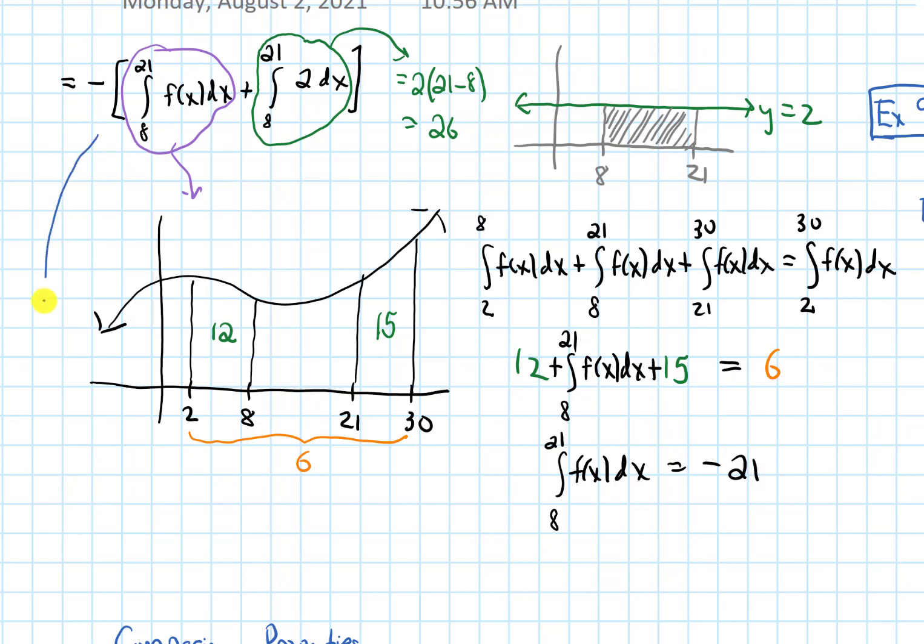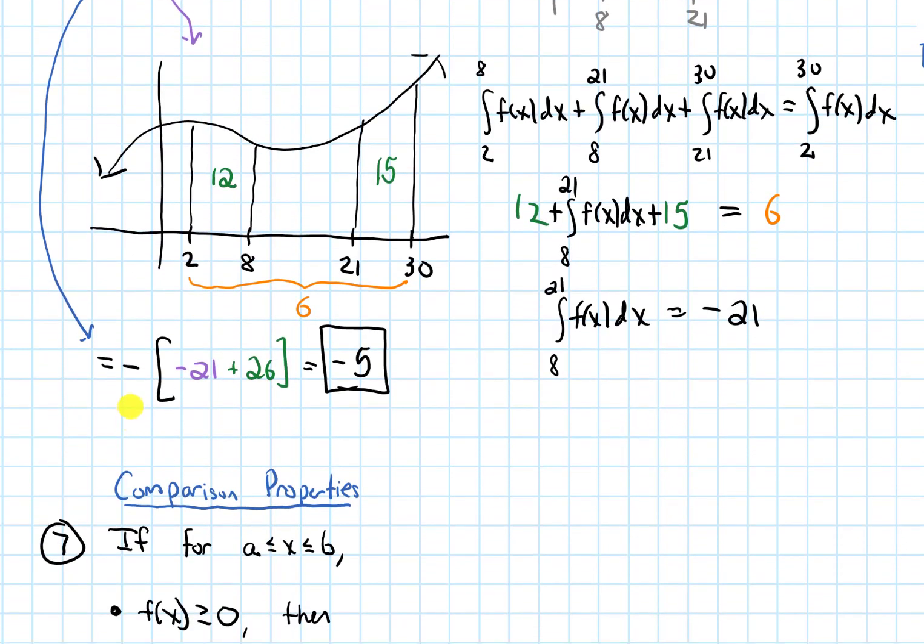All right, so if I put this together, what we end up with is we have this negative sign in front. And then this first integral we just got was negative 21. And then that second integral, well, we had done that one first. That was plus 26. Okay, and working this out, this will give us negative 5, and that's our answer.